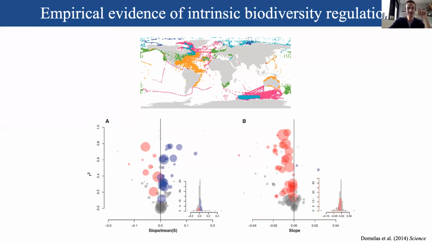On the right, they are plotting the slope of the Jaccard similarity as a function of time, and you can see that this is clearly biased towards the negative. So we have apparent stationarity with respect to the number of species, despite continuous turnover in the identity of those species. It's important to note now that the mechanism responsible for this apparent intrinsic regulation of biodiversity is poorly understood empirically.